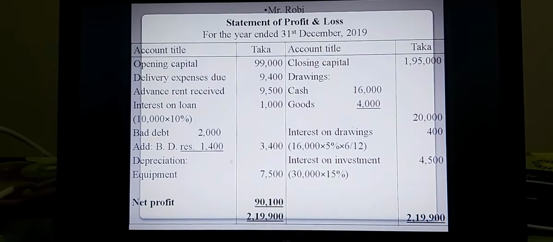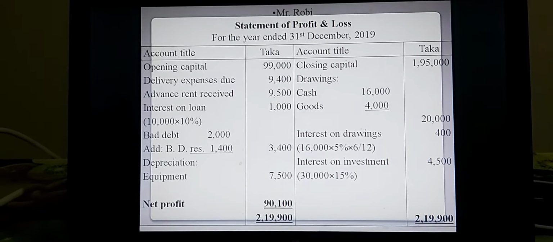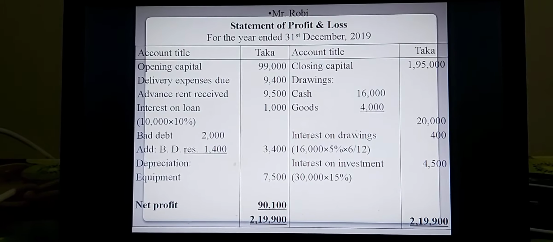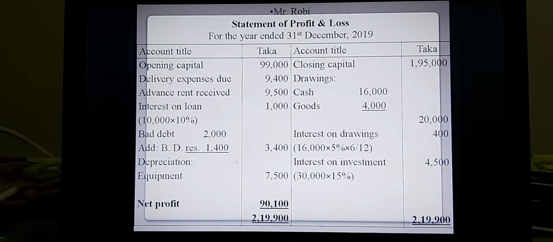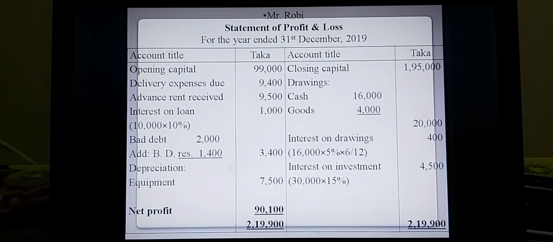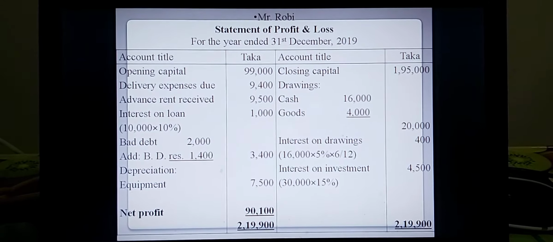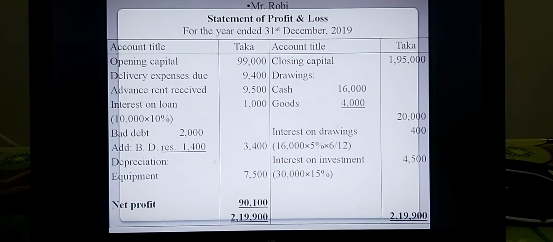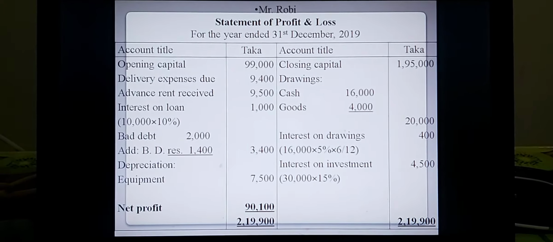First one, closing capital is to be taken from requirement A, closing amount, closing capital, that is taka 1,95,000. And drawings from other information: cash drawings taka 16,000 and goods drawings taka 4,000. Total of drawings taka. And now you can go for calculation of interest on drawings, that is 5%. 5% on only cash drawings. You know, always interest on drawings is to be charged on cash drawings.